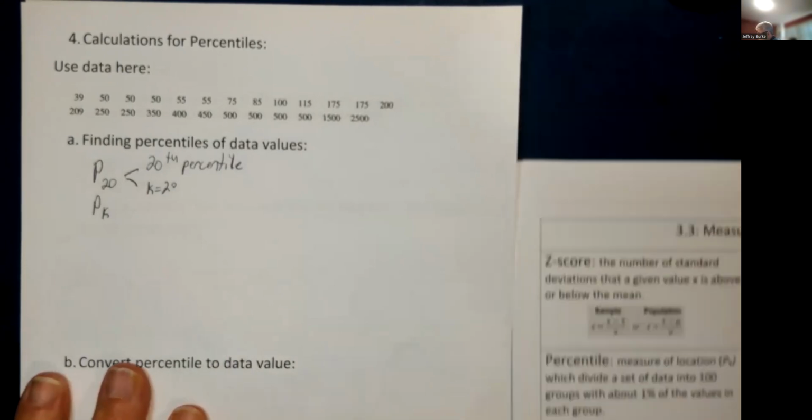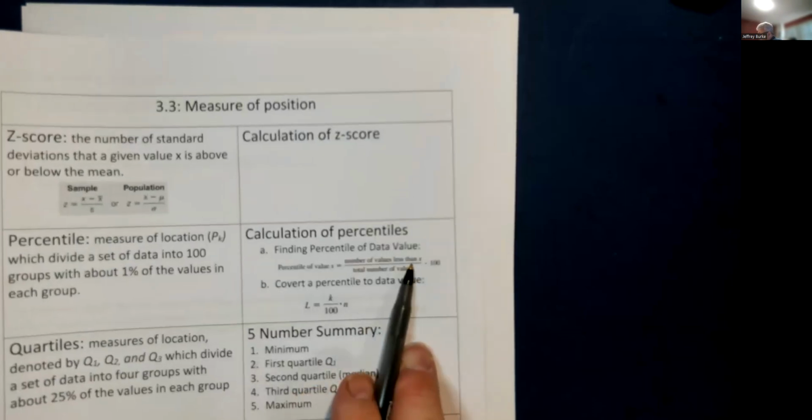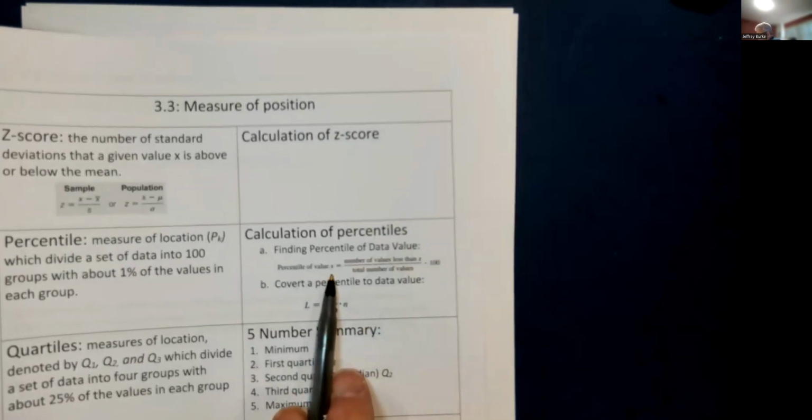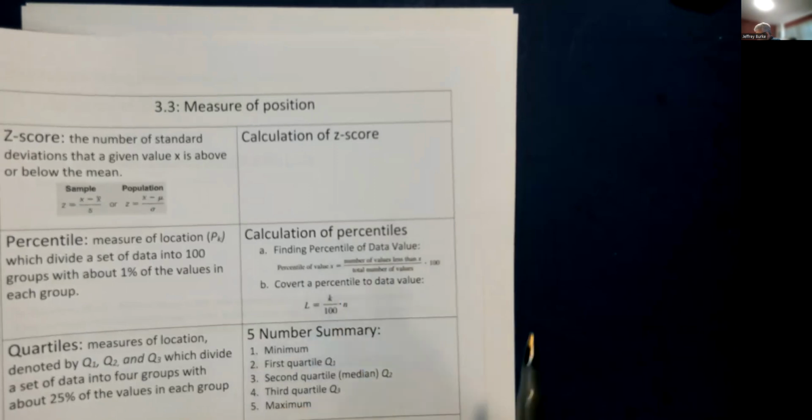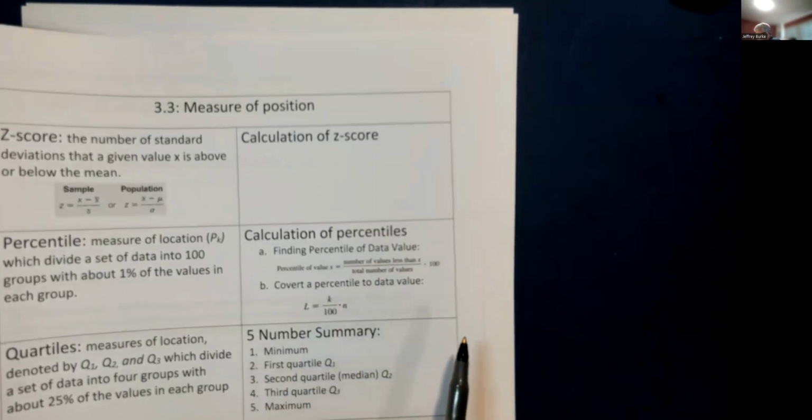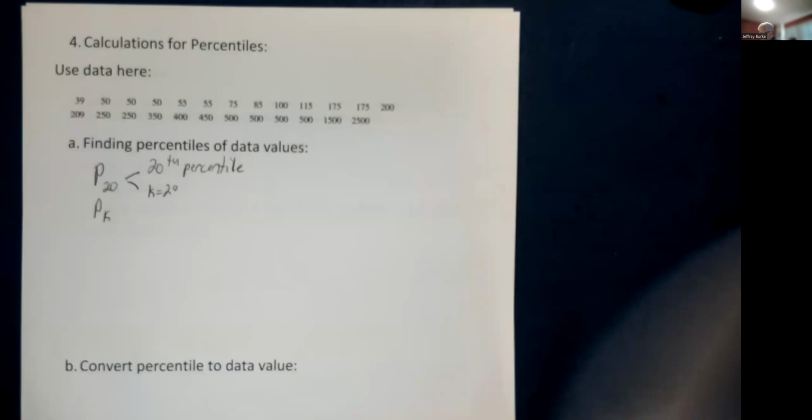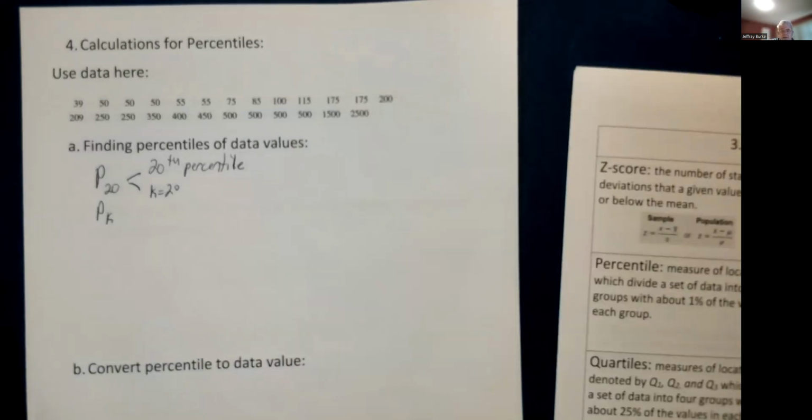So what does the formula read for this? It says that it's the number of values less than... hold on, guys, one second, please. Hang on.